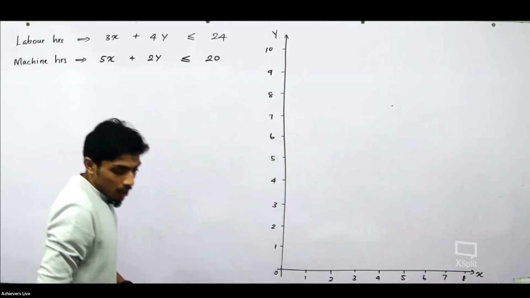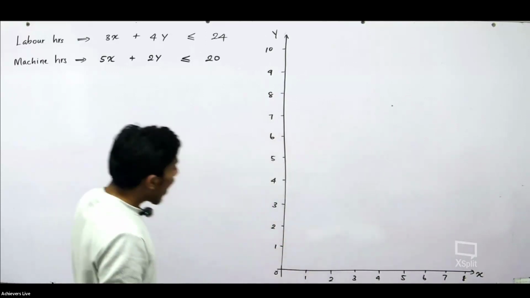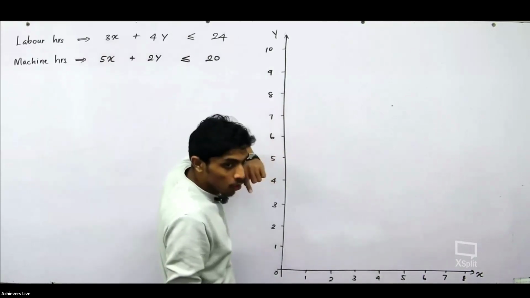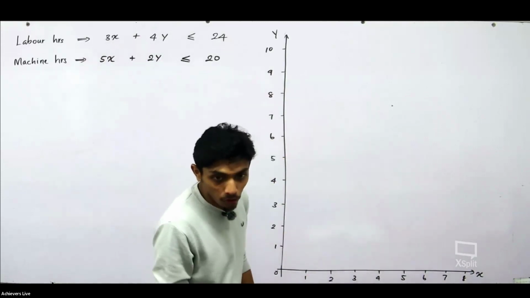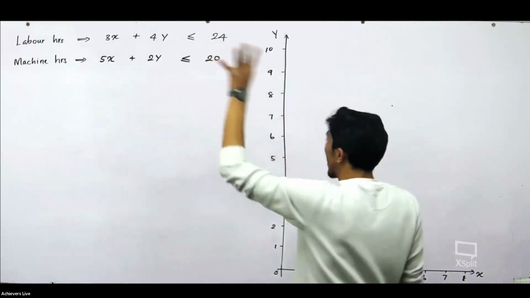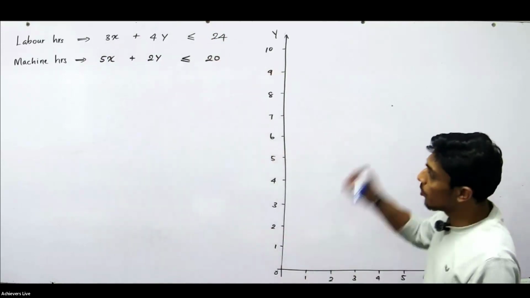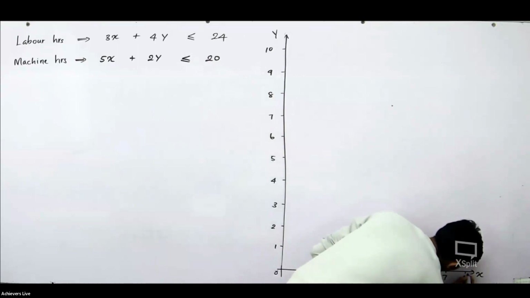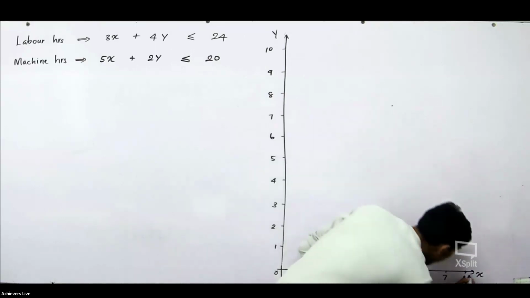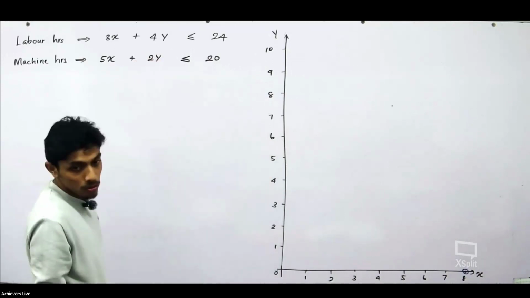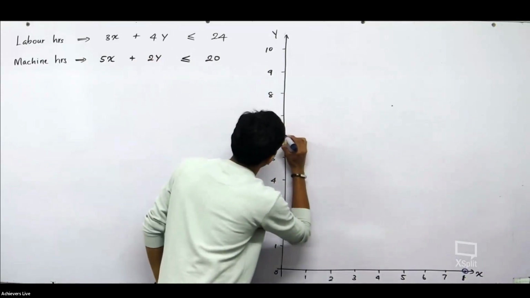Now what we have to do is draw the two constraint lines. For the labor hour, a line should be drawn, and for the machine hour, a line should be drawn. First of all, labor hours. If you are producing only X, how many units will you produce? 8. Keep the coordinate here. If you are producing only Y, how many units will you produce? 6 units. Keep the coordinate here.